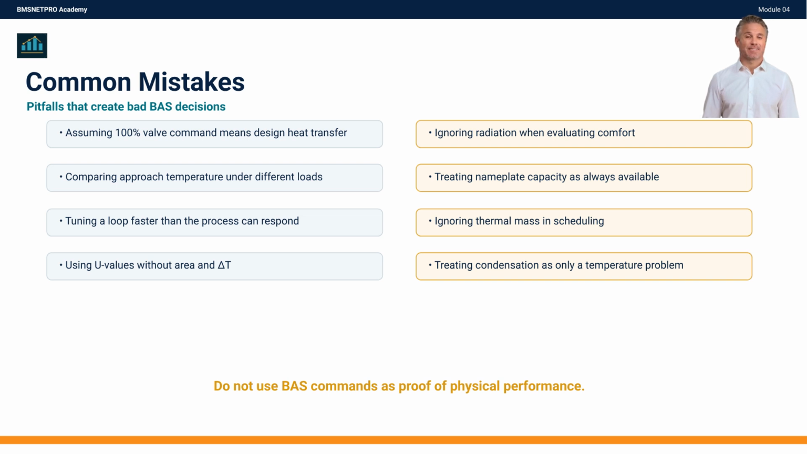The field habit is this: do not use BAS commands as proof. Verify the heat transfer path with flow, temperature, load, surface condition, bypass, timing, and sensor confidence.